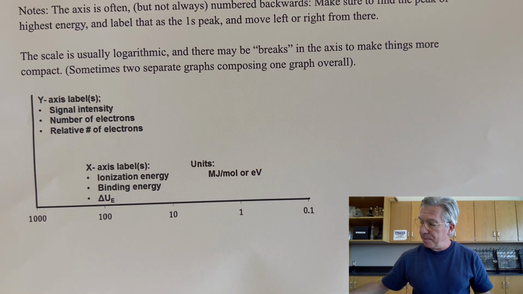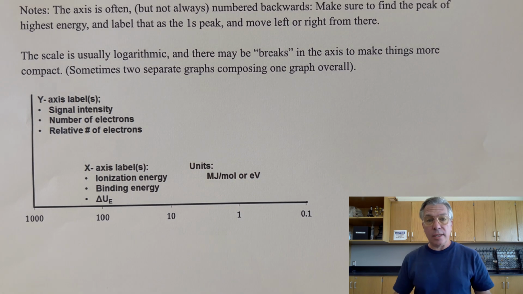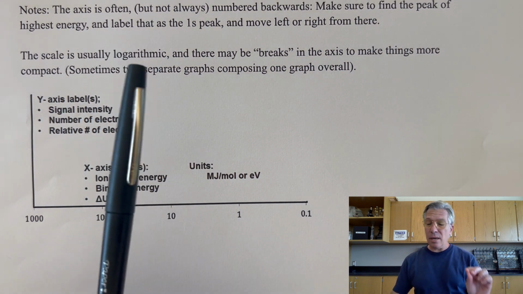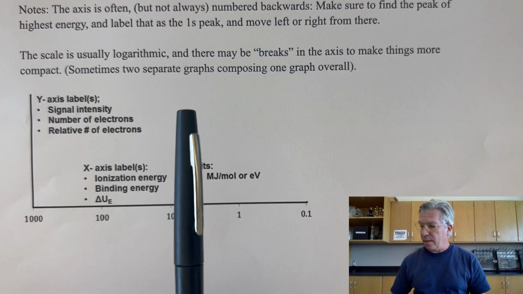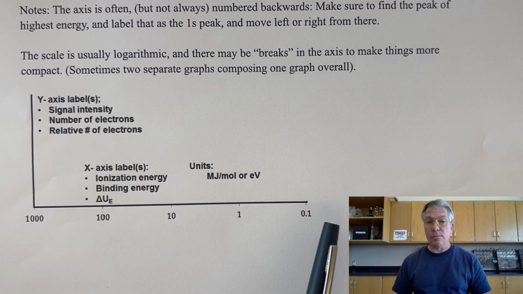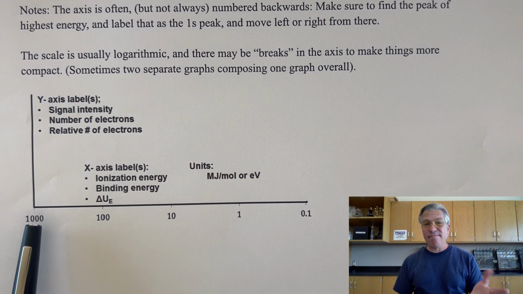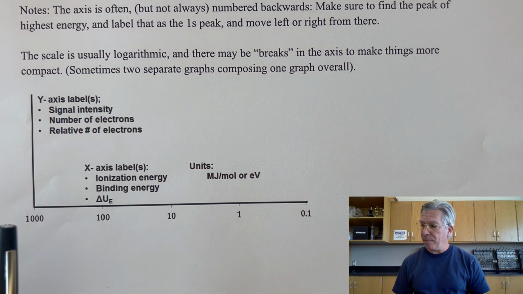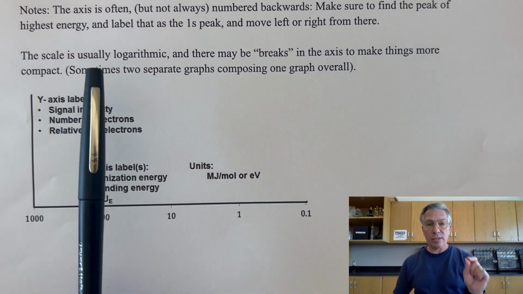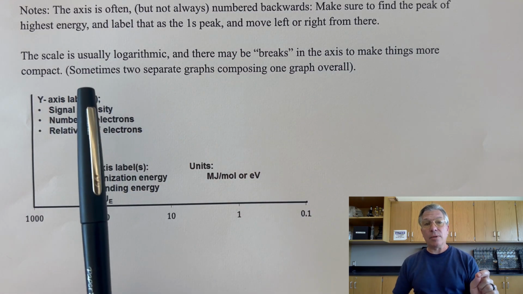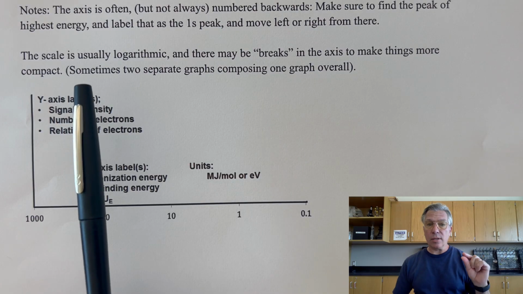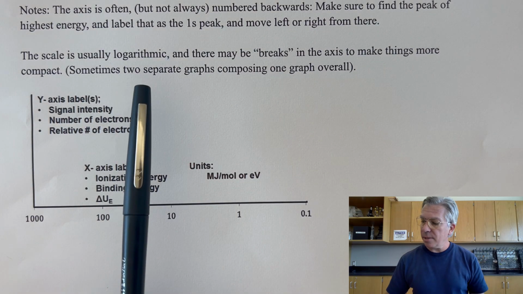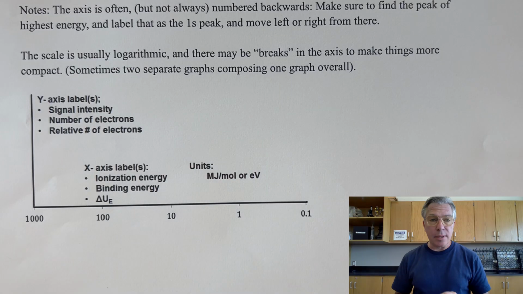We're going to get some graphs out of this, and let's talk about the way they're going to be looking. So note, the axis is often but not always numbered backwards, like this one, lower numbers over here and higher numbers over here. That may switch. And so you just have to look at your graph to find out which direction it's going. Make sure to find the peak of highest energy. That's the one you want to start with, because that corresponds to the 1s orbital, or the one closest to the nucleus. Label that as the s peak and move left or right from there, depending on what graph you got.